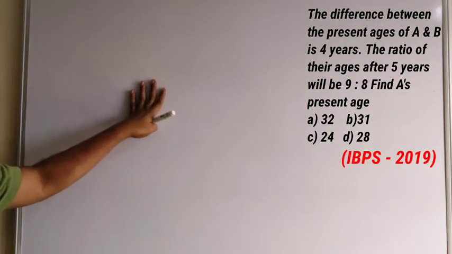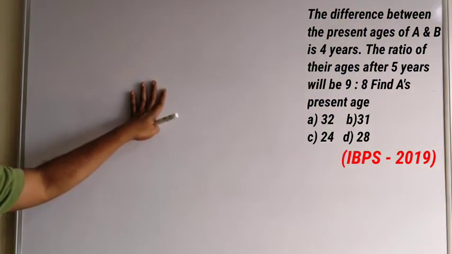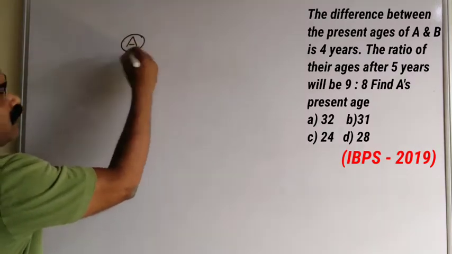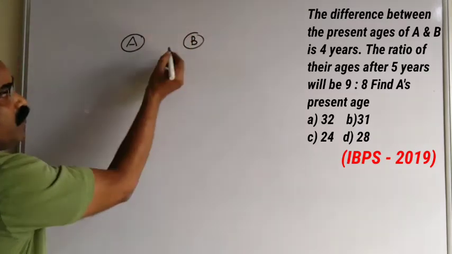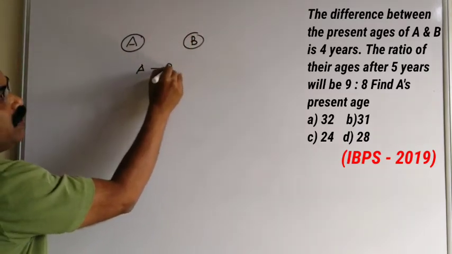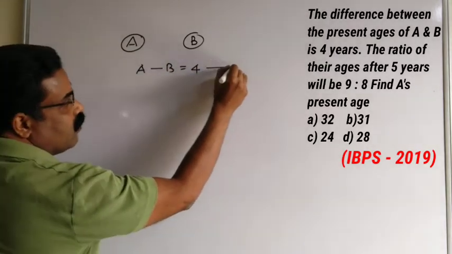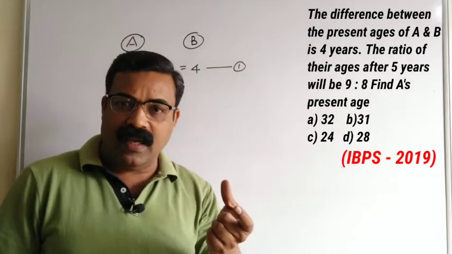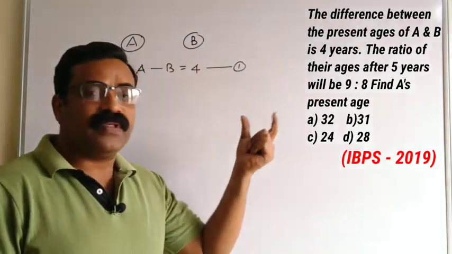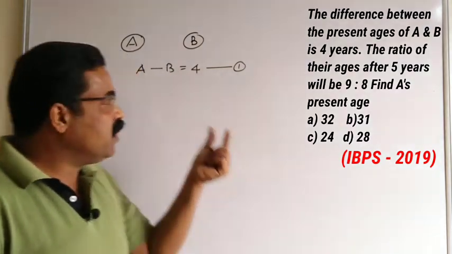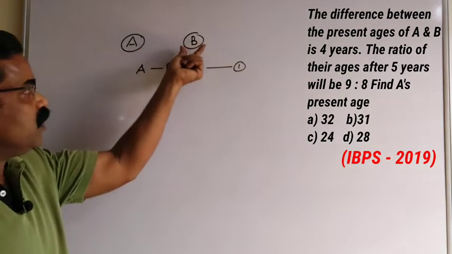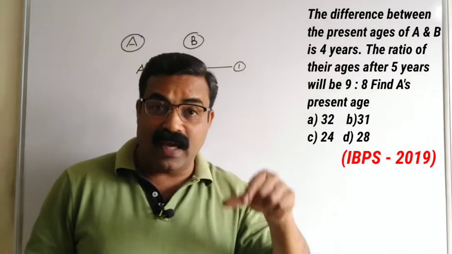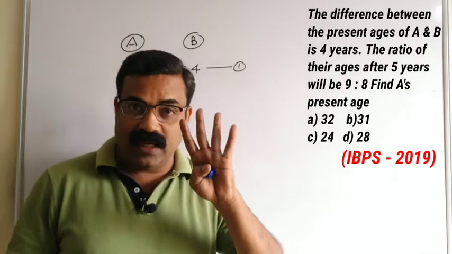Here, what is given? The difference between the present ages of A and B is 4 years. Let us take the present age of A as A and the present age of B as B itself, or you can take them as X and Y. So we get A minus B equal to 4, because the difference between their ages is given in the question as 4 years. That is our first equation.